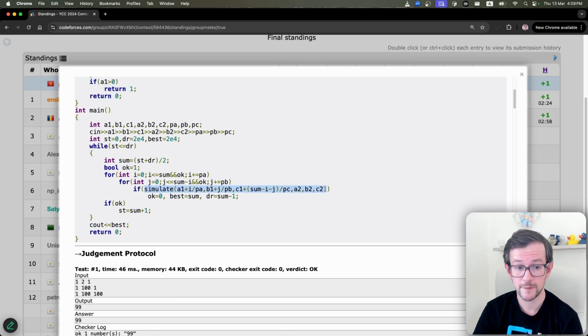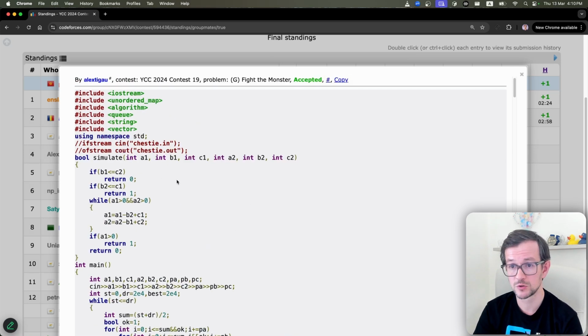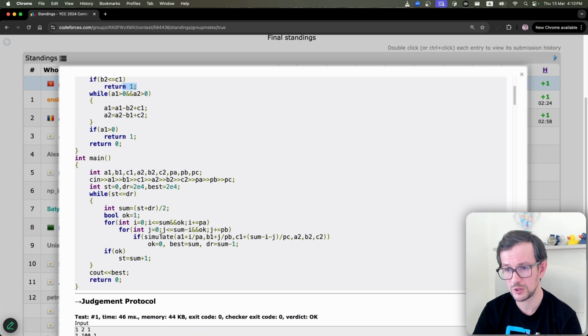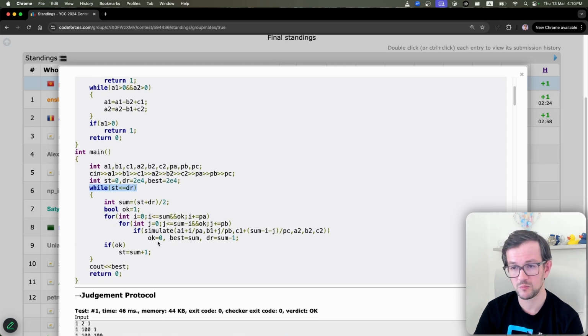Why not? So again, the constraints are small, so my solution just calculates number of rounds, but here you simulate the operation and see okay, return 1 or 0. So just return if you win or not. And you make a binary search. Oh, that's interesting. That's nice approach actually. I would say it's maybe more general.